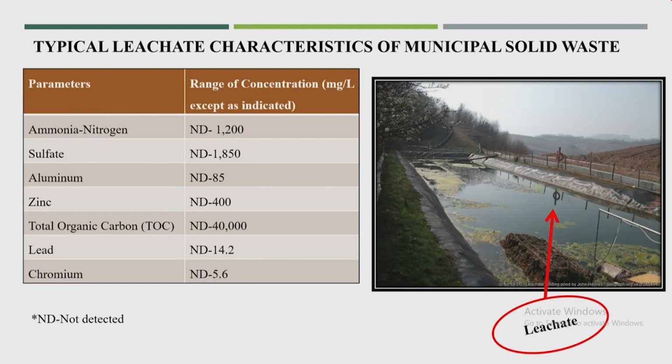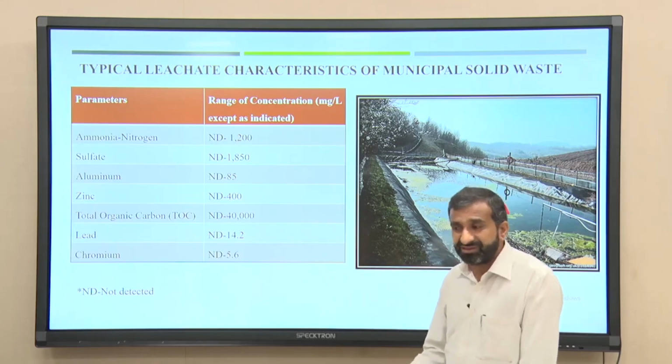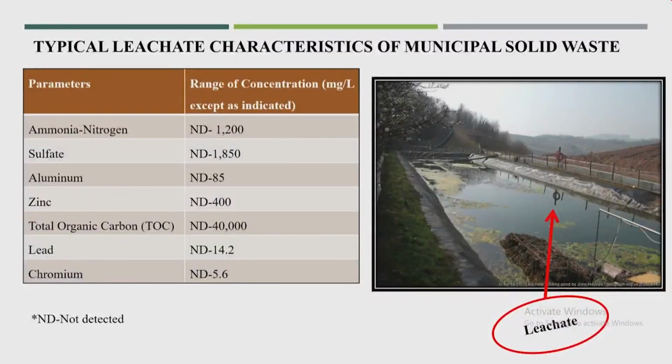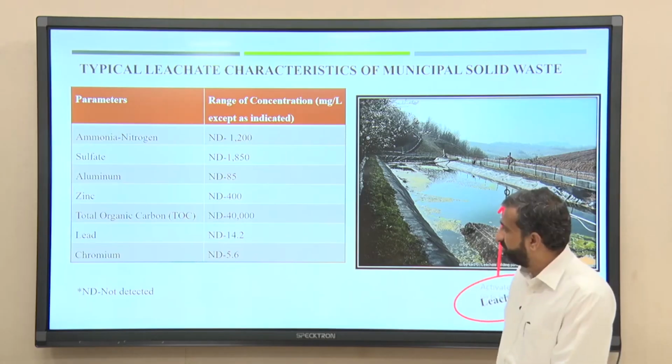Now, these are the other parameters which I was talking about, like ammonium nitrogen, sulphate, aluminum, zinc, lead, chromium. These trace metals are generated, or we can find them in the leachate. Now, this is the major problem: once these metals reach any surface water, or reach the groundwater, it is very difficult to treat, and that kind of water won't be possible for consumption purposes.